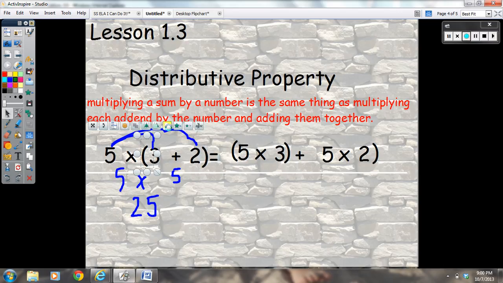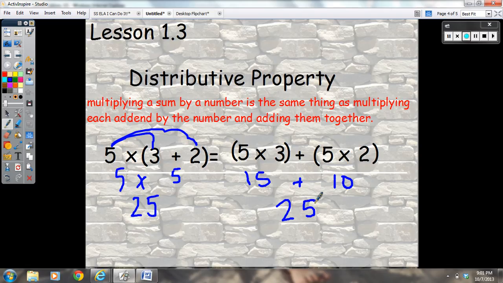Now, I know my 5 times 3. If I multiplied my 5 times my 3, I would get 15 as my product. I would then multiply my 5 times 2, which I know is 10, and then I combine them, I add them together. 15 plus 10 equals 25. That's how the distributive property works.